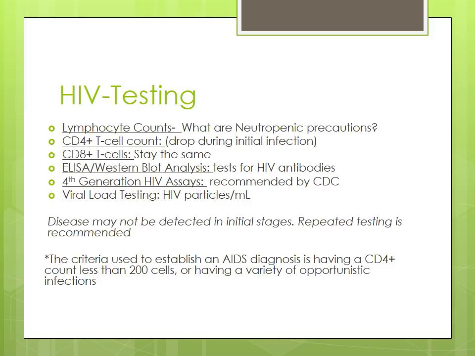We can also test viral load. So that's another thing that we monitor, is how many HIV particles are present in the body. And we measure particles per mL of blood. So uninfected would be 0, and we can measure as few as 40 particles, although high viral loads can be greater than 80,000 HIV particles per mL. Just remember, too, it can take some time for HIV to be detected, and the criteria used to establish an actual AIDS diagnosis is having a CD4 plus count less than 200, or having a variety of AIDS-defining illnesses or opportunistic infections.